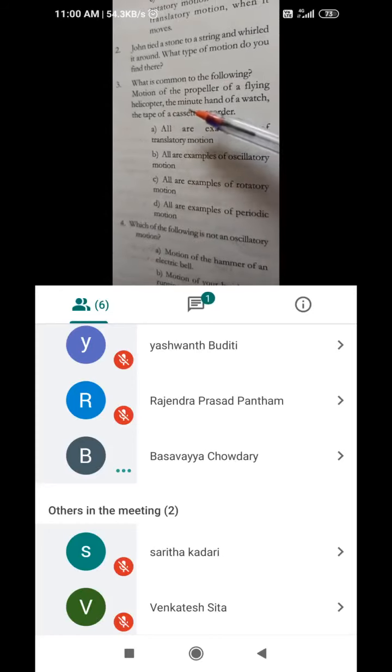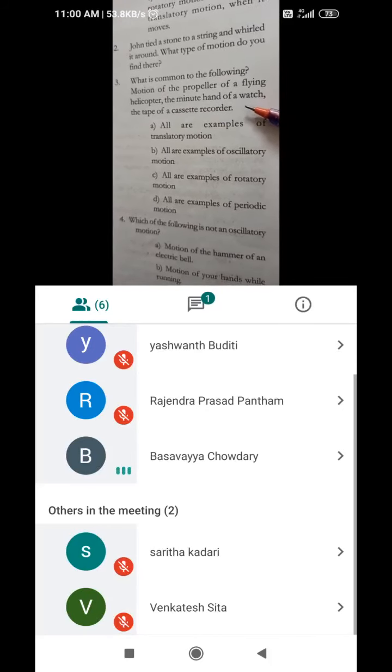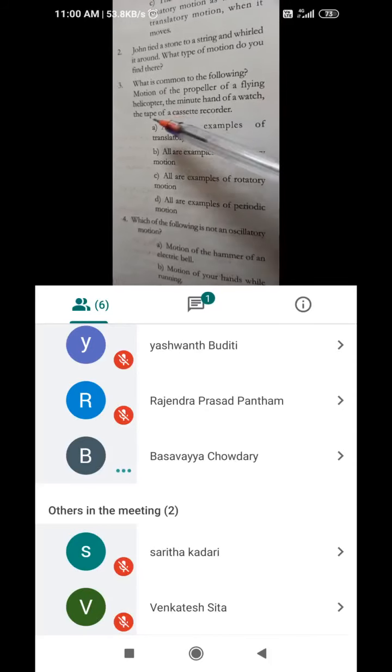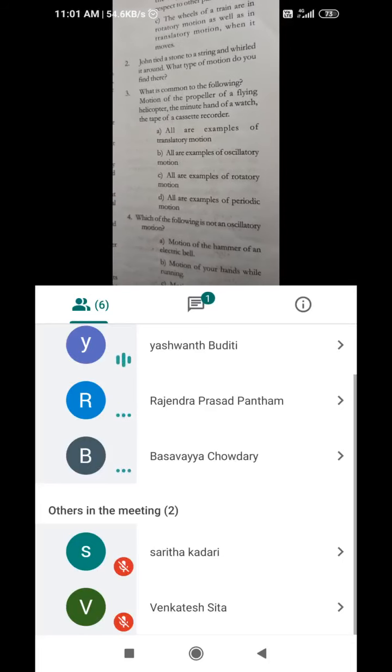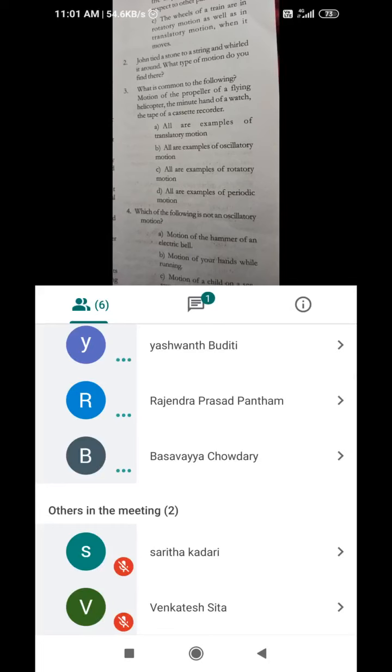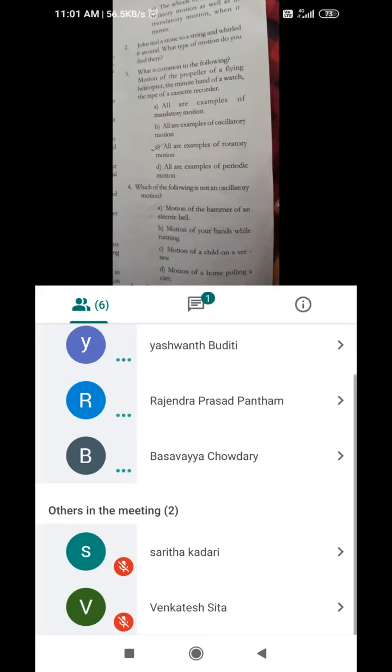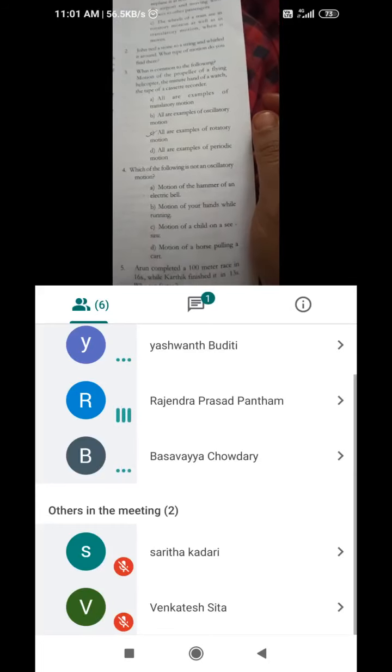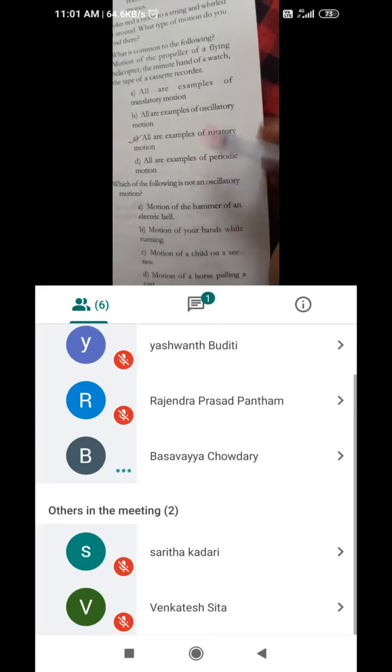Yes, the minute hand of a watch, rotatory motion, and the tape of a cassette, rotatory motion. So all are the examples of what, Nana? Here statement C is correct. Yes, statement C among these three is correct.